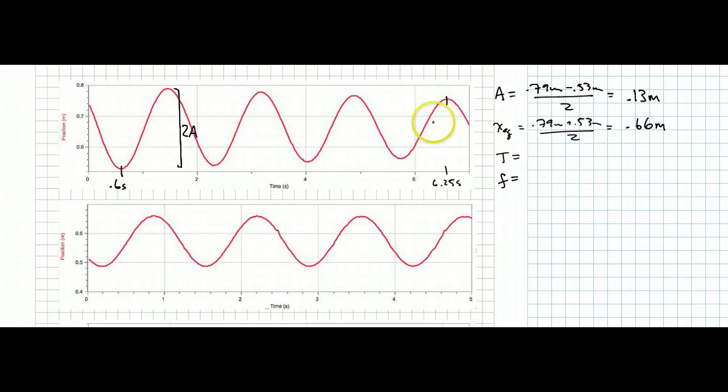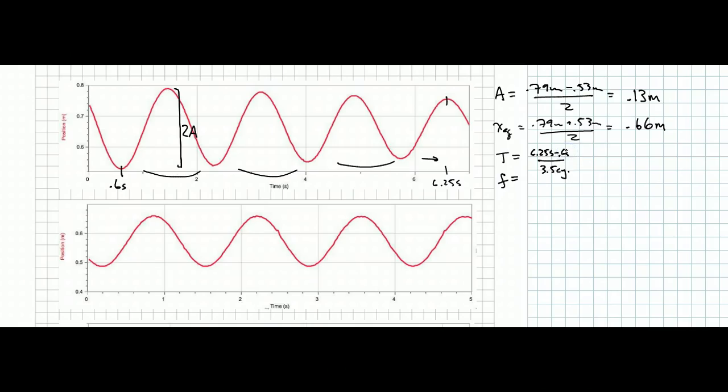For the period, I'm going to count as many cycles as I can. So I start here at the bottom, and I go for 1, 2, 3.5 cycles. Okay, it's pretty clear where that peak is, but I wouldn't want to go much further because I don't know where that is in the cycle. And that took from 0.6 seconds to 6.25 seconds.